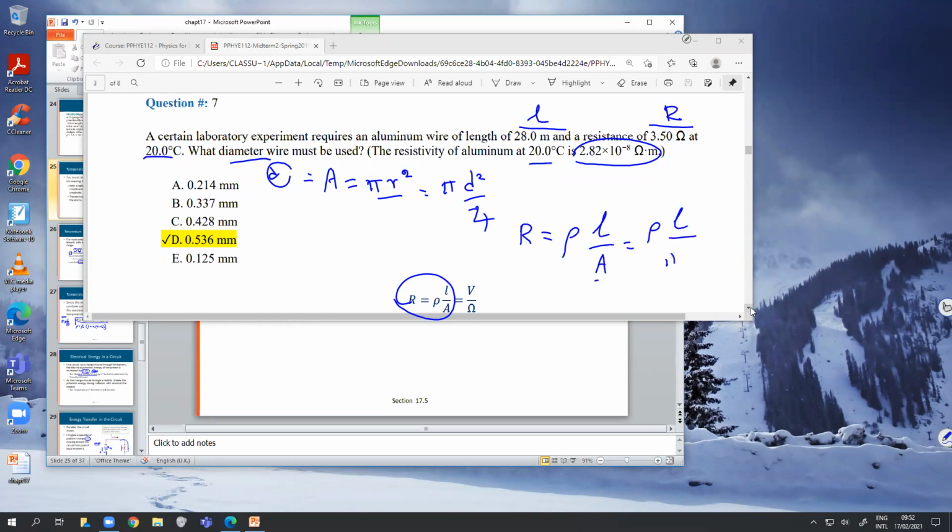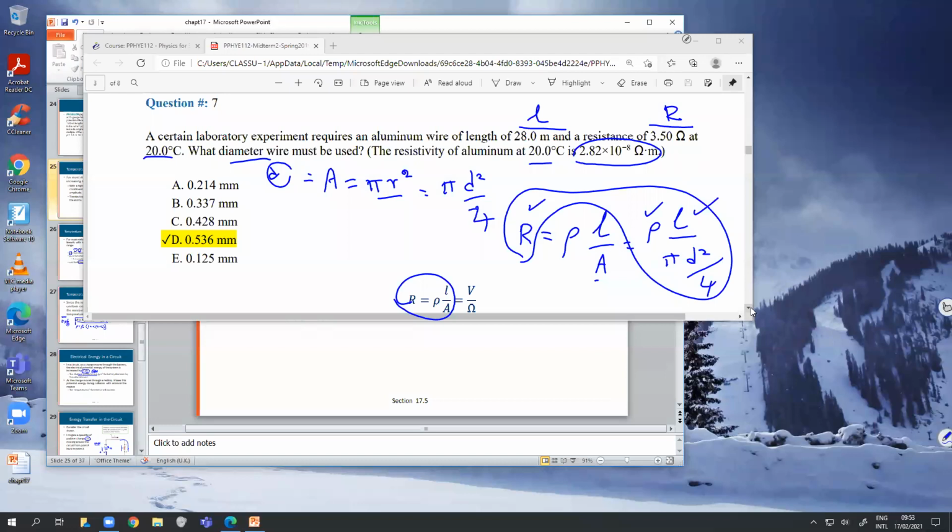This can be written as, so if you look at this equation, R is equal to rho L over A. We have R, we have rho, we have L, we have pi, and for our constant, the only unknown in that equation is the diameter. So substitute everything in SI units and you will get the diameter in meters, right? Is that clear, everyone? So just substitution, okay?